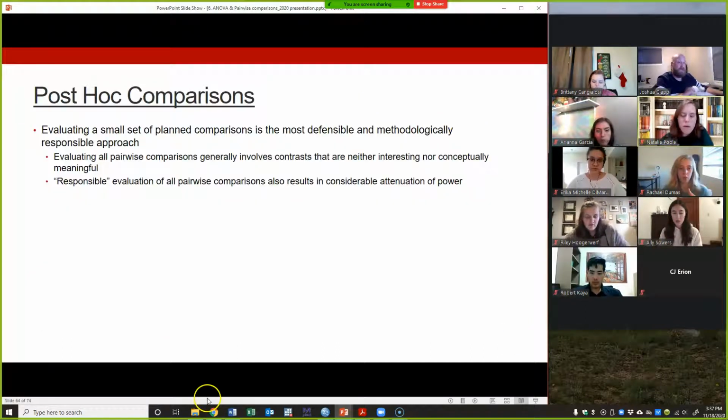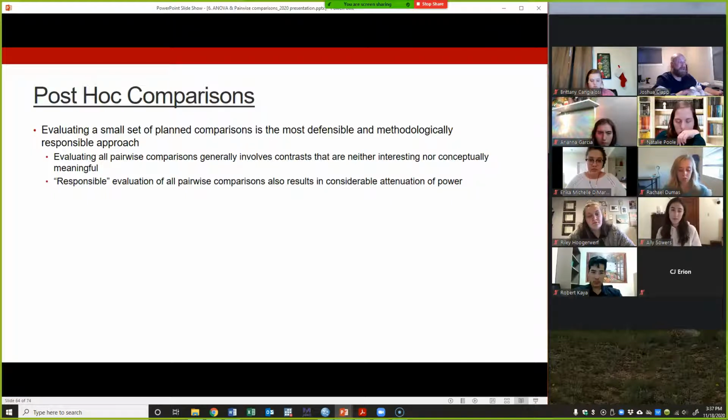The other approach that we can take is going to involve some post hoc comparisons, okay? Again, as I said before, this small set of planned comparisons is the most defensible and methodologically responsible approach. If we start going through and looking at all possible pairwise comparisons, we get into stuff that's not interesting. It's not conceptually meaningful.